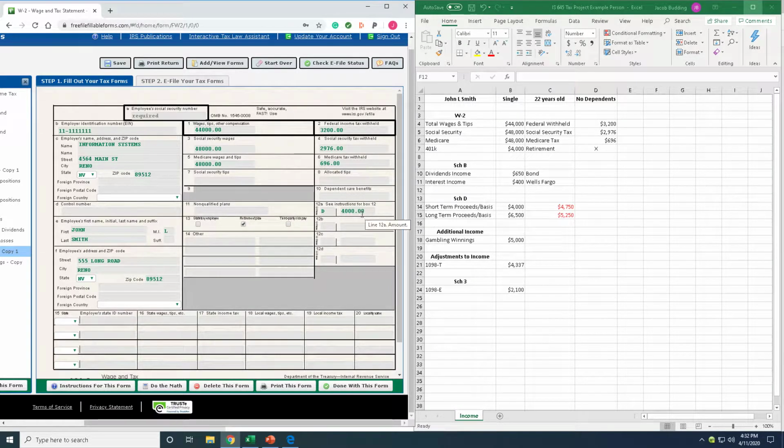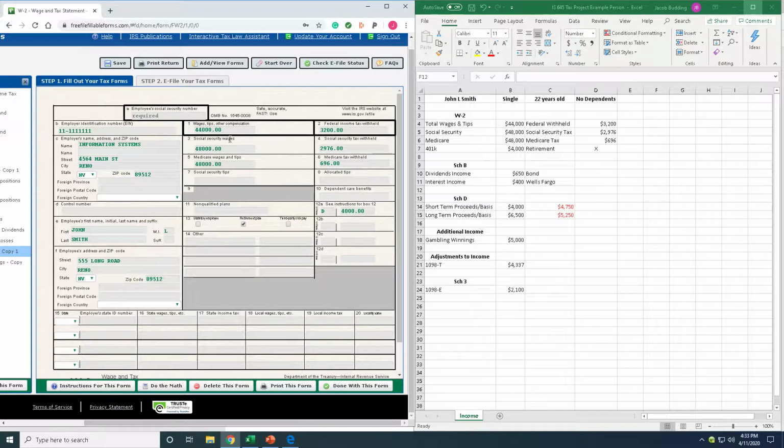He put $4,000 into a 401k, so therefore he doesn't have the full $48,000 at the end of the year in his pocket. Even though he made $48,000, 4,000 of it is tucked away in a 401k retirement plan. As you can see, this is why it's checked right here.